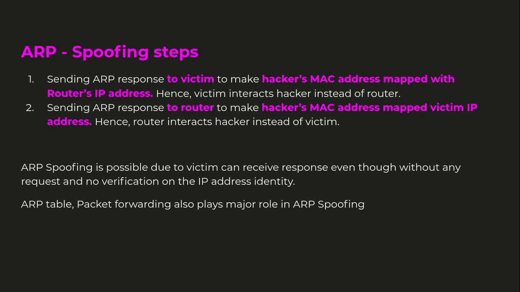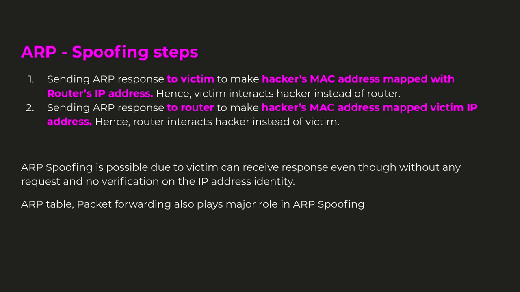So what is the first step? You are going to send the ARP response. To be precise, you are going to send the ARP response to the victim, so that the hacker's MAC address will be mapped with the router's IP address. Then the victim interacts with the hacker instead of the router, which means that the victim will now have the router IP address mapped to the hacker's MAC address.